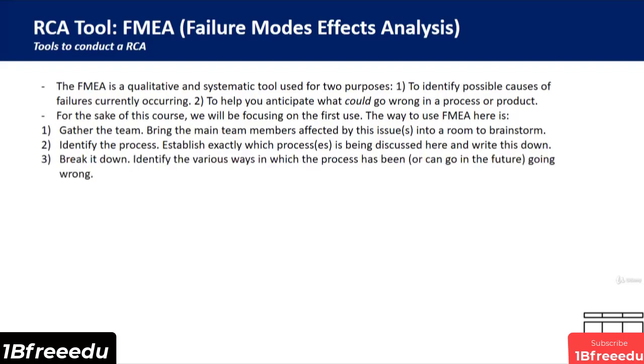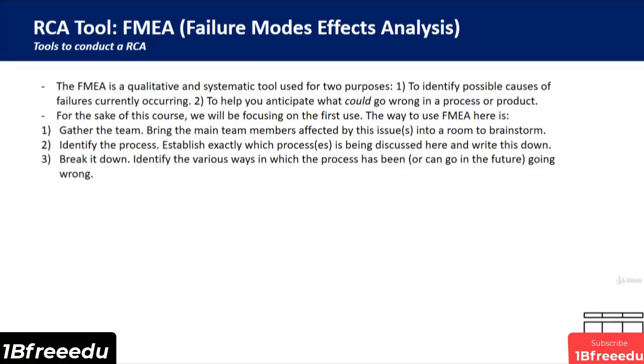Next, we want to break it down. We want to identify the various ways in which the process has been or can go wrong in the future. So how is this process going wrong? What is it specifically about this process that is going wrong? With an FMEA, as you'll see during the demonstration, it's broken down into a really big grid, and these grids can go on literally for hundreds and hundreds of lines. So if you're looking at a process step, you can often break this down into 20, 30 different ways in which it's going wrong, right? We want to identify every single way it's going wrong.